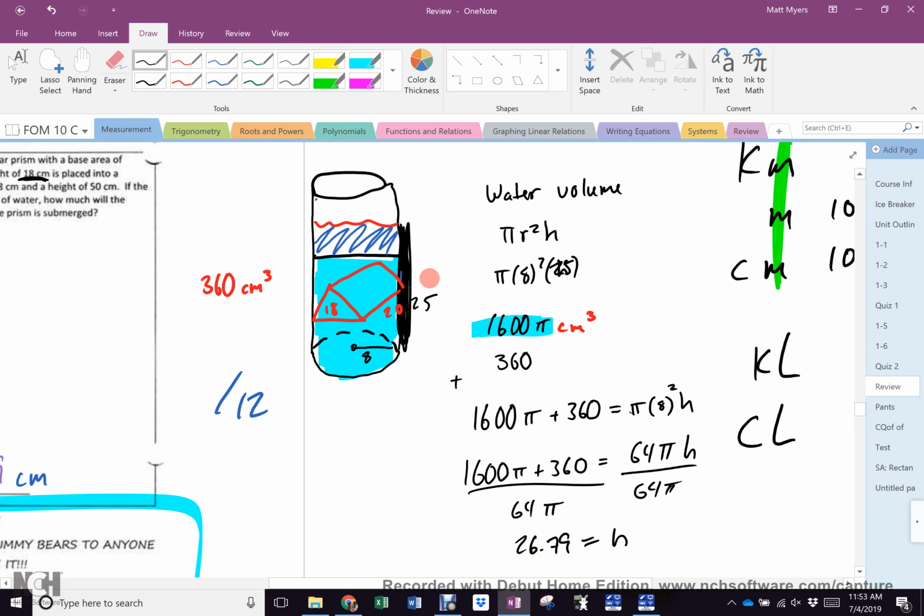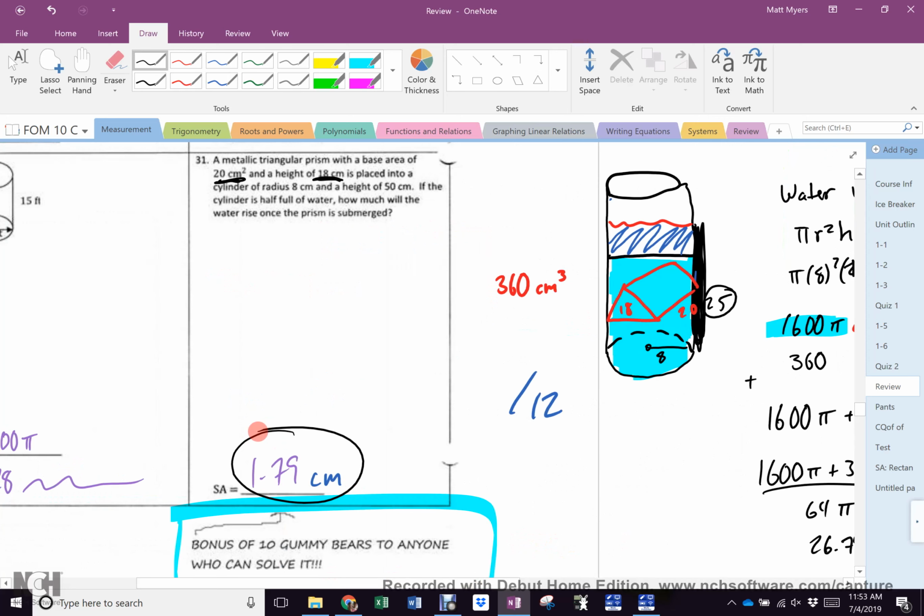How tall was the original one? 25. The new one is 26.79. So how far did it go up? 1.79. Everybody understand? Not really a big deal if you don't understand. That's like a crazy hard question. But even if you had no idea how to do it and you could follow the thinking now, you're in very good shape. Everybody cool?